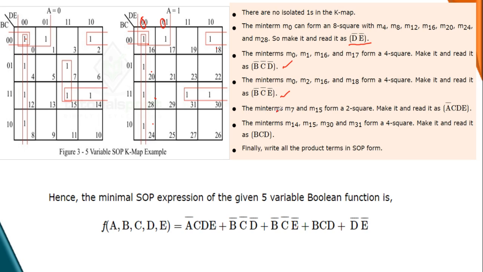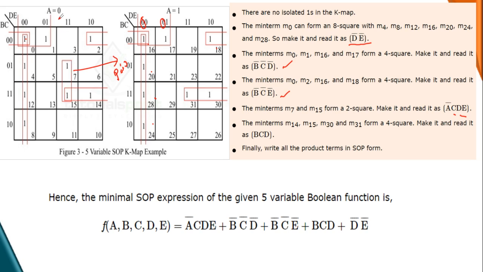Next, minterms 7 and 15 can form a pair. There is no possibility to form a larger group, only a pair. This pair can eliminate only one variable. Here 7 and 15 belong to A equal to 0, so we have A bar in the product term. Row wise, the C value is 1, so C will be there, and column wise the DE values are 1, 1. Hence the DE variables for these two minterms are 1, 1 along with C.